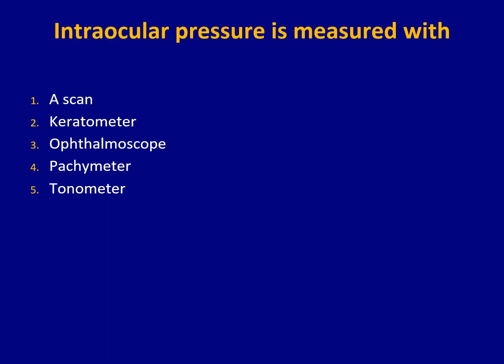First MCQ. Intraocular pressure is measured with a scan, keratometer, ophthalmoscope, pachymeter or tonometer. A scan is for axial length, keratometer is for curvature of the cornea, ophthalmoscope you remember is for seeing the retina, pachymeter is for the thickness of the cornea, and tonometer is for checking the intraocular pressure. So the right answer would be tonometer. Let's see. Tonometer is the right answer.